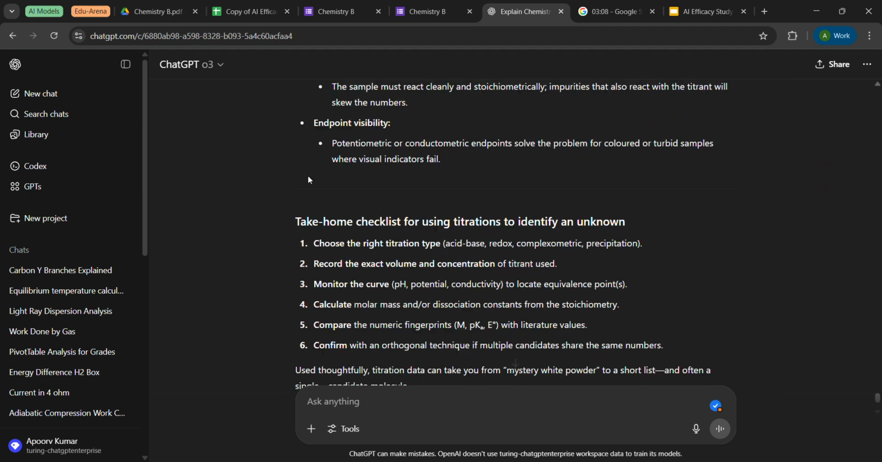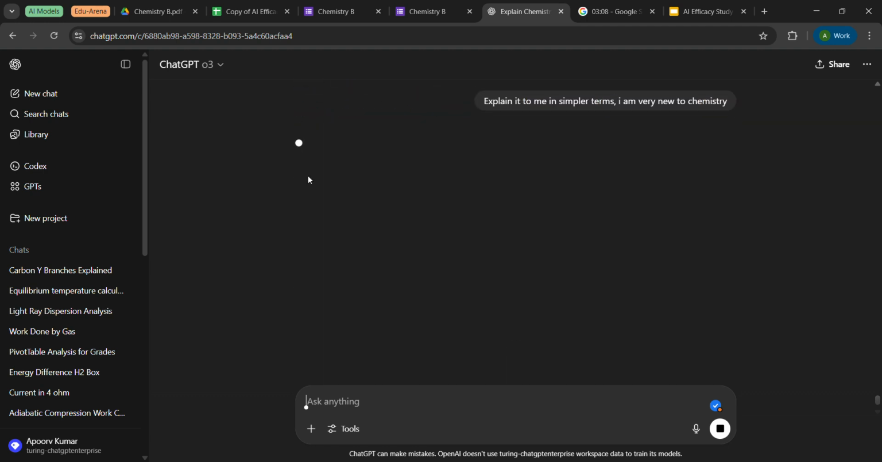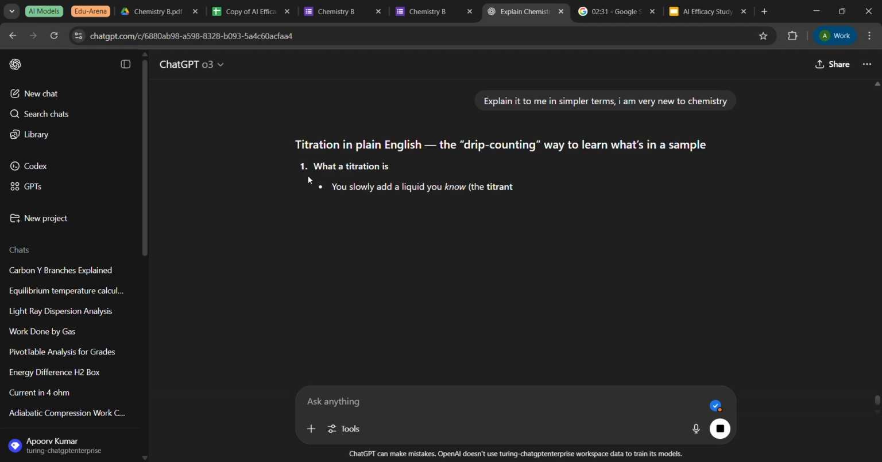Okay, I'll just read this since I'm unable to understand the things that are written. So the right titration: acid-base, redox, precipitation. Record the exact volume and concentration of the titrant used, monitor the curve, calculate the molar mass. I'll just ask it. Explain it to me in simpler terms. I am very into chemistry. Titration.